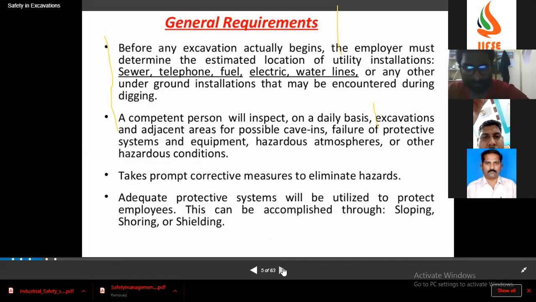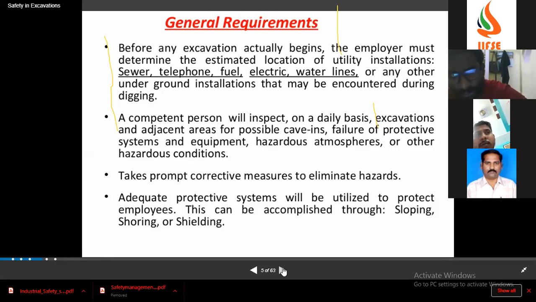General requirements. What are the general requirements, the precautionary measures to be taken before doing excavation work? If we are talking about not only excavation but benching, shoring, digging, drilling, anything which we are doing as underground work, these are the general requirements which we have to follow. The first thing: the employer must determine the exact locations of utility installations.